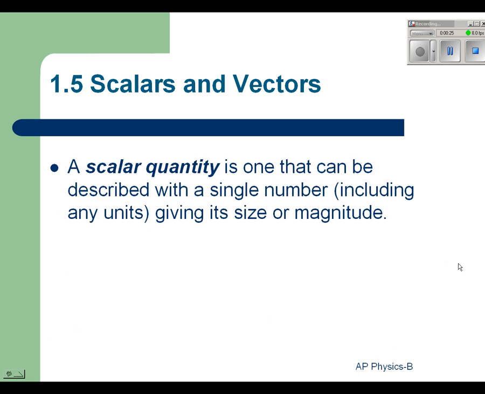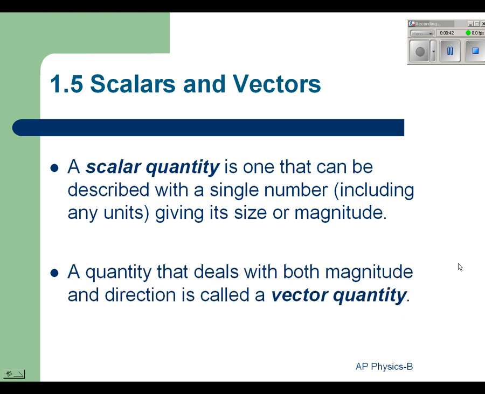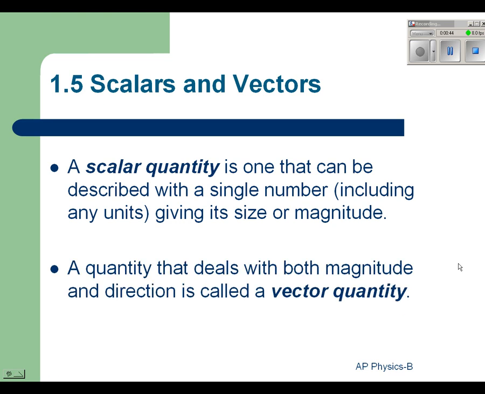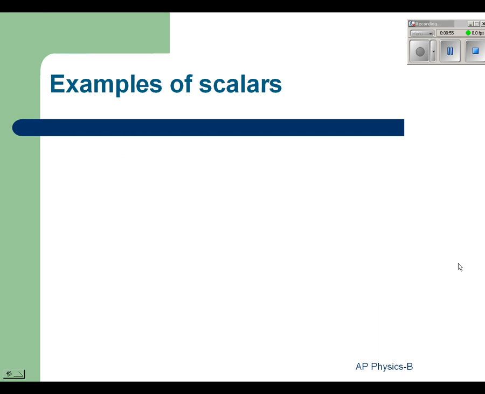So we're going to look at that, and we're going to see that a scalar is a quantity that can be described with a single number, including any units, giving it size or magnitude. And units are just how we're measuring something. Like we're going to measure time in seconds, we're going to measure distance in meters, and so on. A vector is a quantity that deals with both magnitude and direction. You'll notice up in the scalar quantity, we didn't say anything about direction. Now direction comes into play when we're talking about vectors.